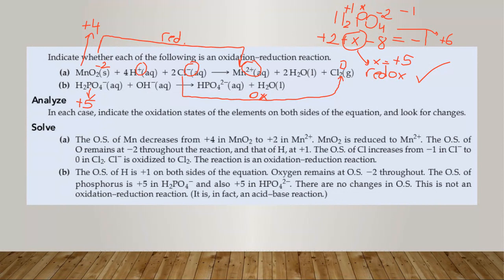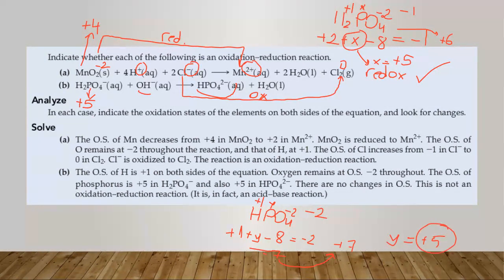Okay, and what about here? That is not changing because hydrogen and oxygen will always be the same. And what about here? The hydrogen phosphate is negative 2, you know that, and hydrogen is positive 1, and you know that y and negative 8 will equal negative 2, and this is negative 7, gets here the positive 7, and y will be positive 5. Okay, and the phosphorus charge will be positive 5 and the same. There is no redox reaction.